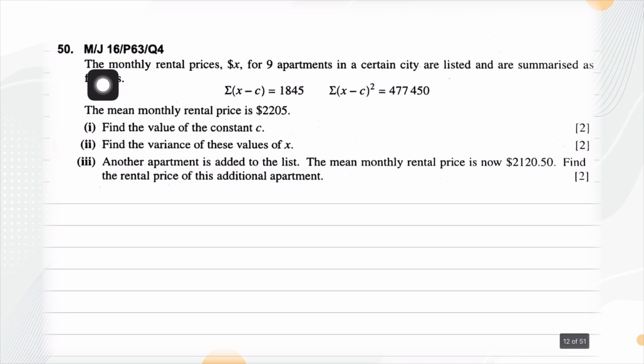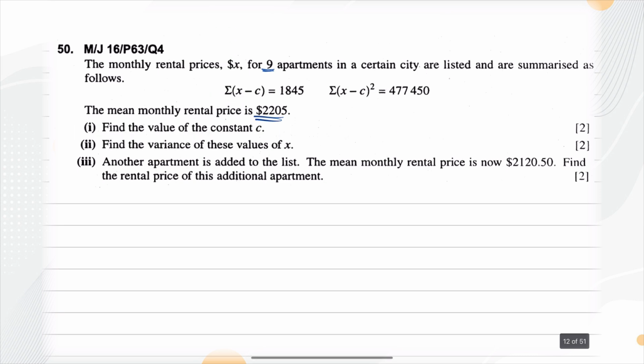Okay, now here's another question, which is from May June 2016, paper 6, variant 3. Let's see what it says. It says here the mean monthly rental prices, x dollars, for 9 apartments, so let's underline 9, in a certain city are listed and are summarized as follows. Summation x minus c equals 1845. Summation x minus c whole squared equals 477,450.